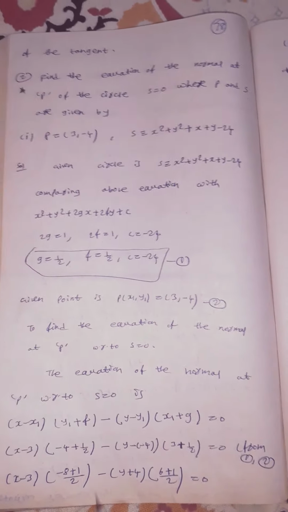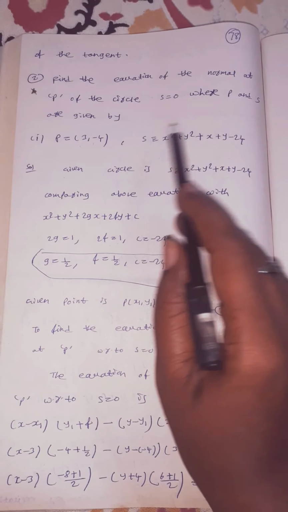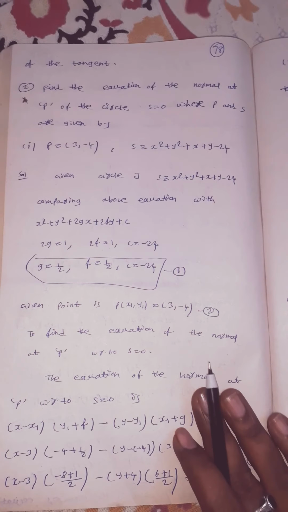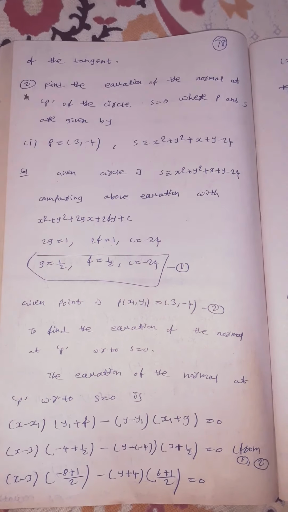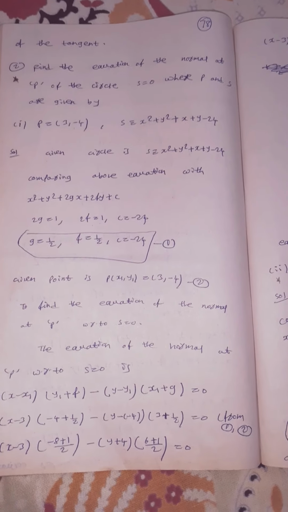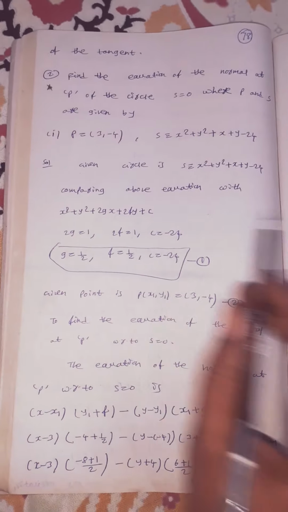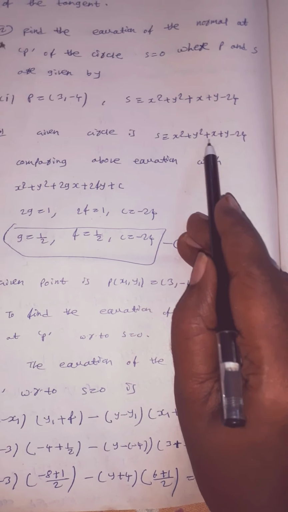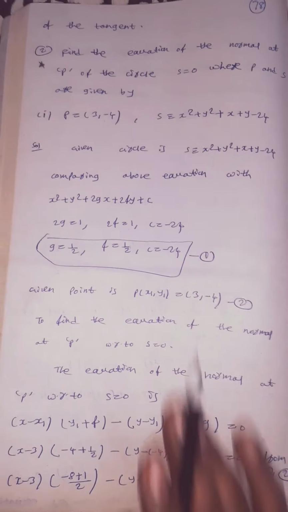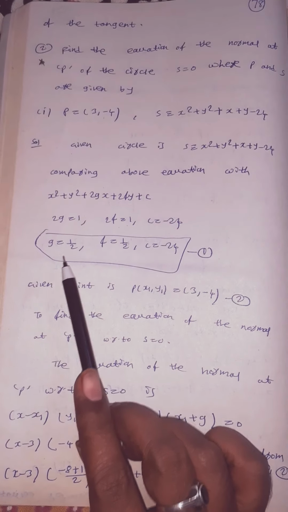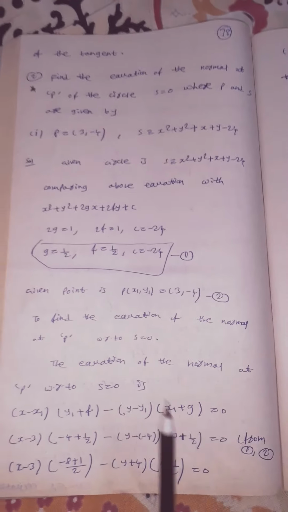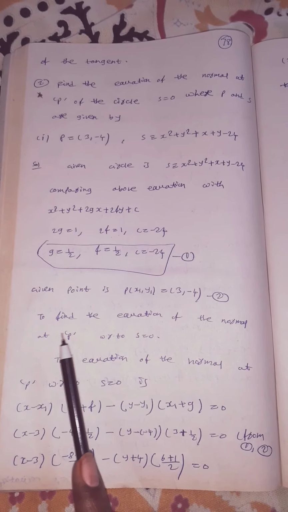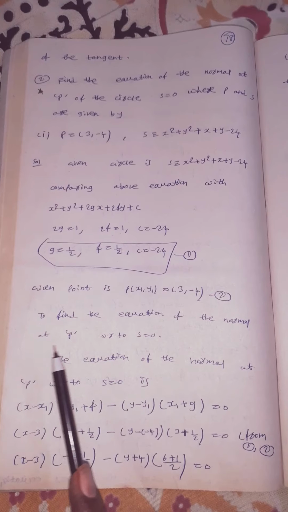Next, second one: find the equation of the normal at P of the circle S = 0 where P and S are given. P is (3, -4). The given circle equation, comparing with the standard form, we get 2g = 1, 2f = 1, c = -24. Moving to that side, multiplication becomes division. The given point is P(x1, y1) = (3, -4), and it asks to find the equation of the normal, children.